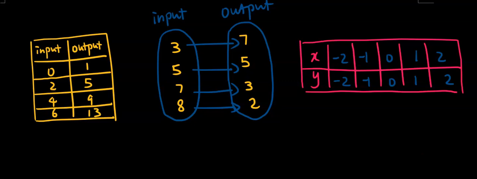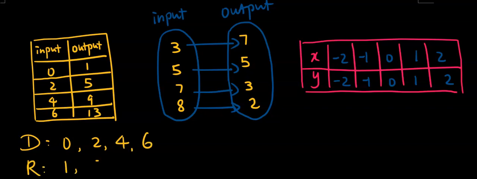What is domain? We can write domain is 0, 2, 4, 6. And range is 1, 5, 9, 13. You can write like that. You can also put them in the bracket. Okay, that means the set. And let's read aloud here.